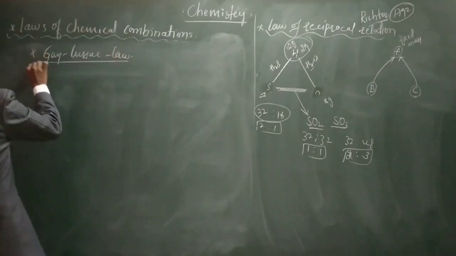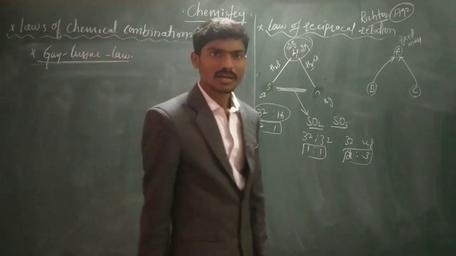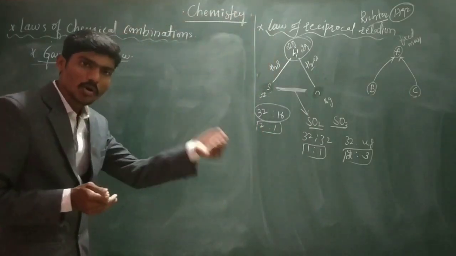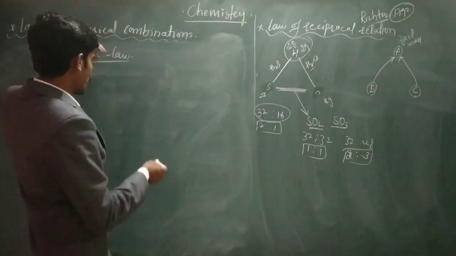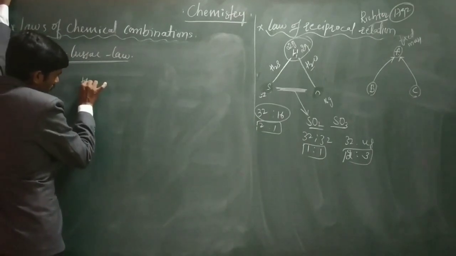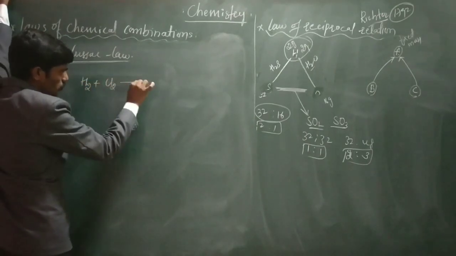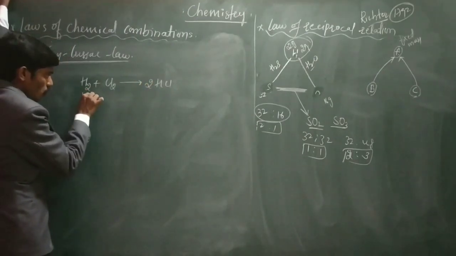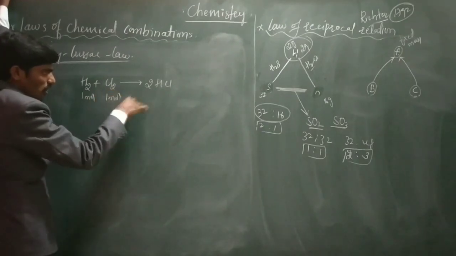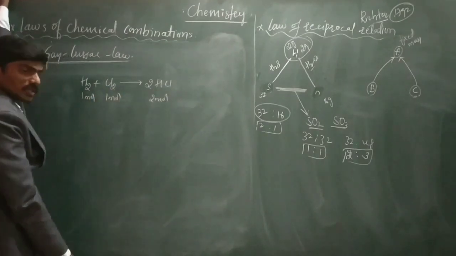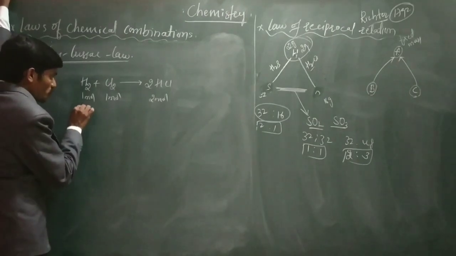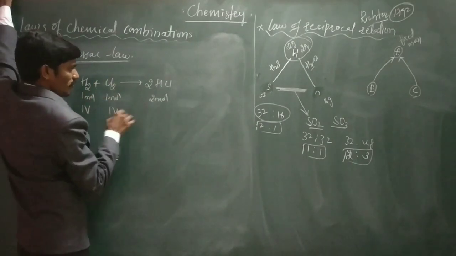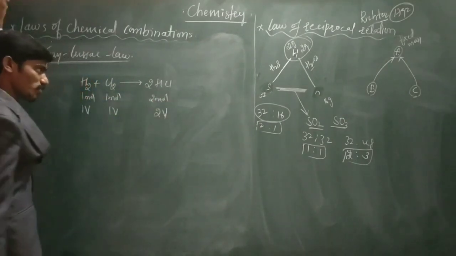This law is proposed by Gay-Lussac and it states that law of combining volume पर तो यहाँ पर reactant and product both are in the gaseous state. For example, if H2 plus Cl2 gives rise to 2HCl, what is the stoichiometry? यहाँ पर 1 mole of hydrogen, 1 mole of chlorine, 2 moles of HCl. Volume में consider किया तो 1 volume of hydrogen combining with 1 volume of chlorine which gives us 2 volume of product.